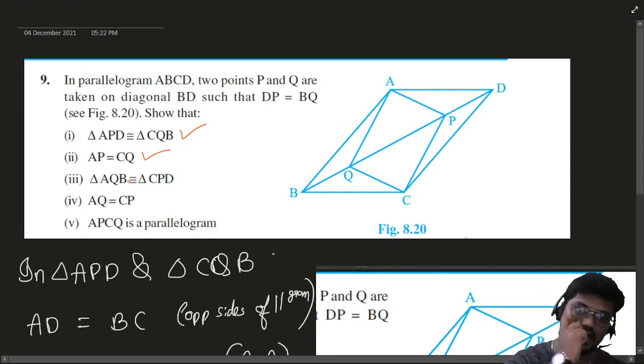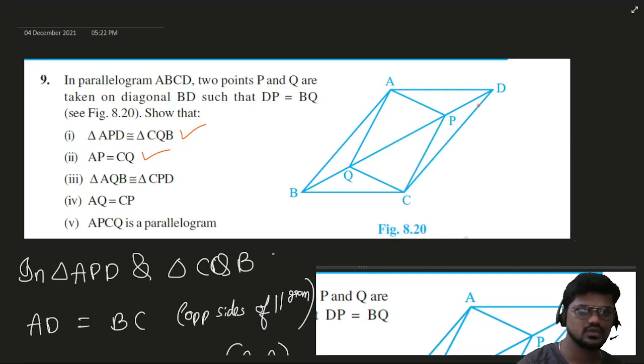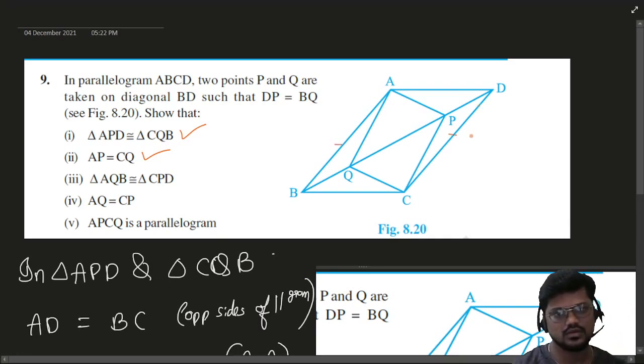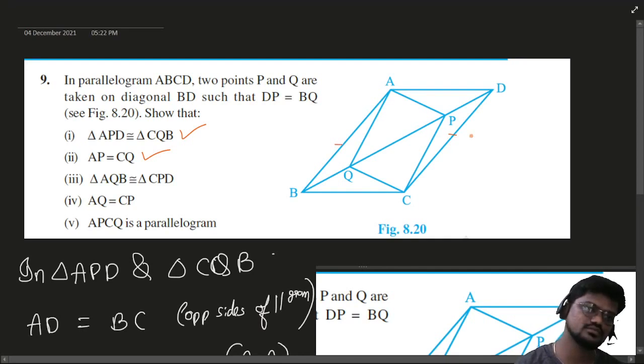Next, triangle AQB is congruent to triangle CPD. You have to do it similarly. What all things will you do? Please tell me anyone verbally. What will you do to prove that the two triangles are congruent? Sir, one will be opposite sides of a parallelogram, AB equals CD. Okay, and BQ equals DP.